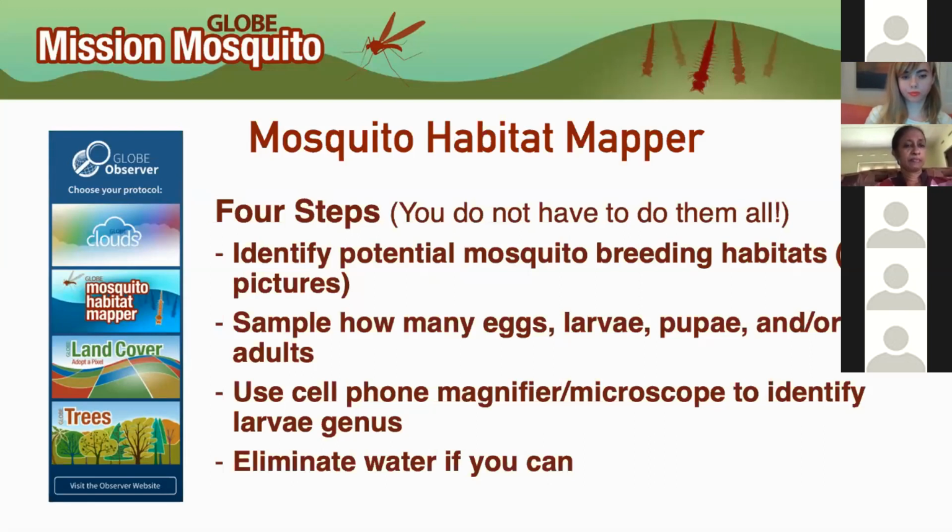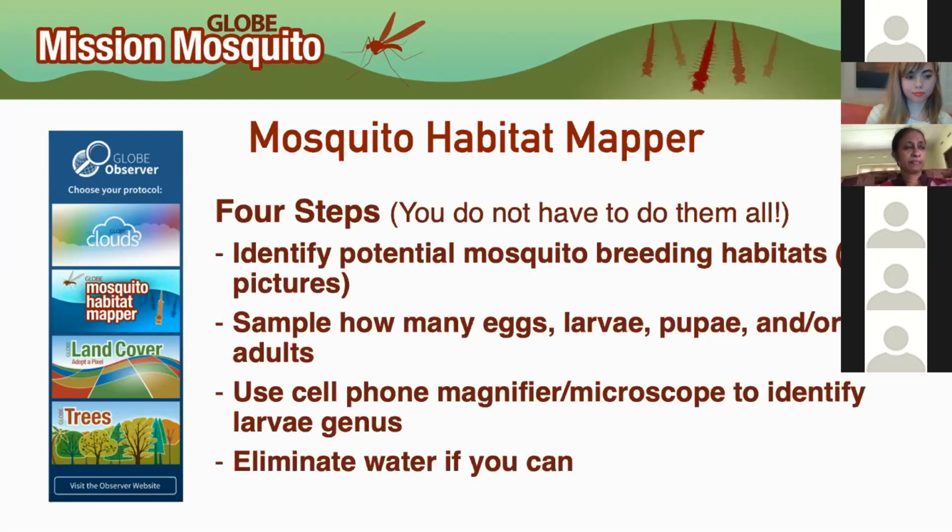So basically you'll just take your phone or iPad and you'll look around, and if you see some standing water, whether it's in a natural environment or an artificial human-made environment, you take a picture. You don't want any people in the picture. You just want to take a picture of that environment. And I'll show you some examples in a little bit of that potential mosquito breeding habitat. Now, that could be all you have to do.